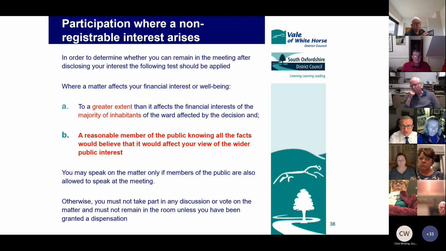So in Wales, we've still got personal and prejudicial interest. So this is the prejudice from a public perspective. If you are not able or not perceived to be able to take a decision in the public interest, then you should not take part. You can speak if a member of the public is allowed, but other than that, unless you've got a dispensation, you must not remain in the room.